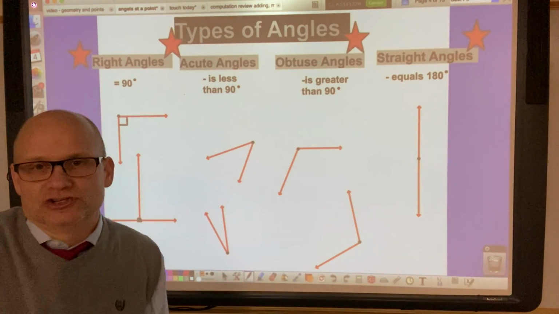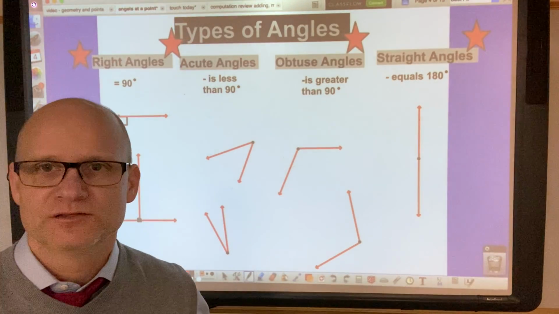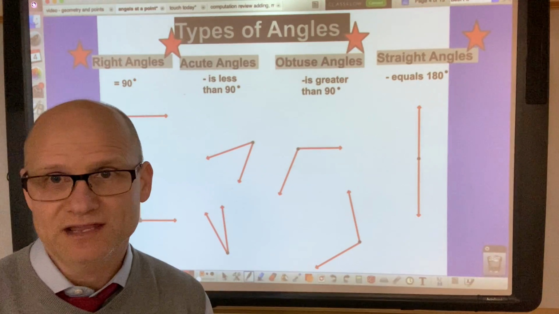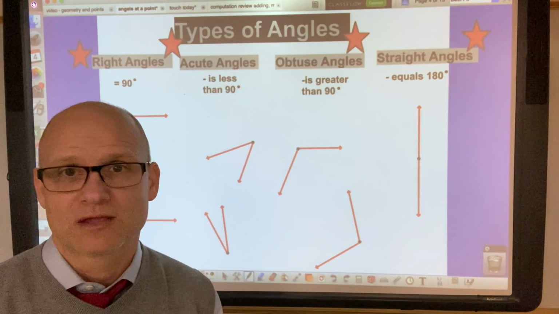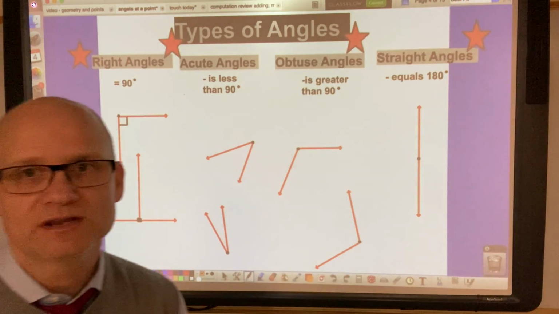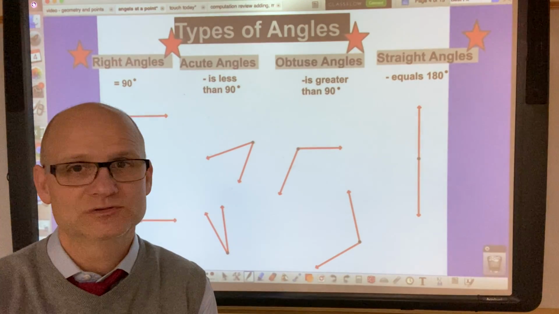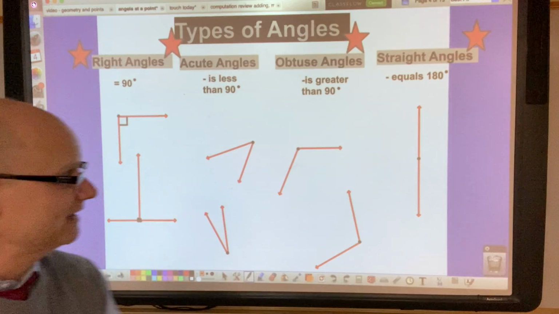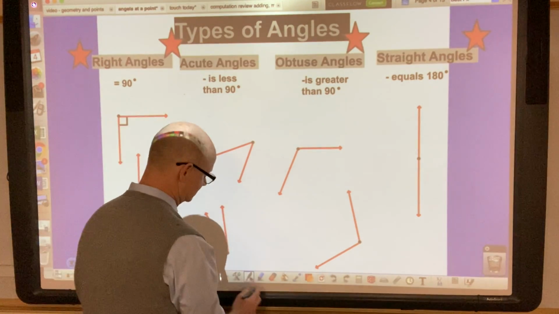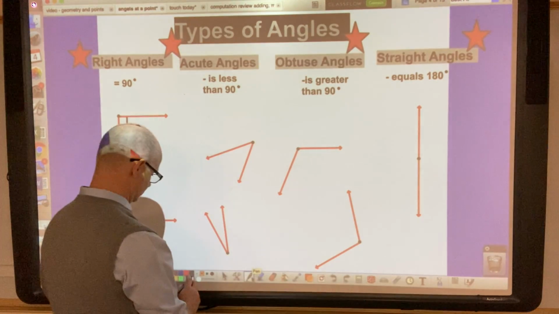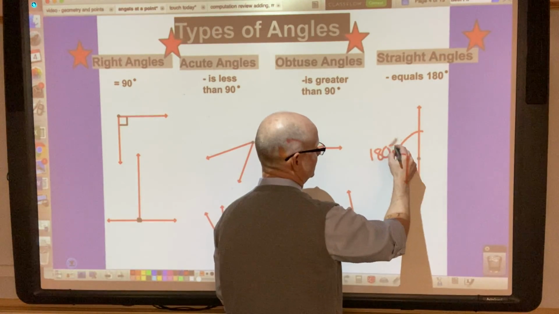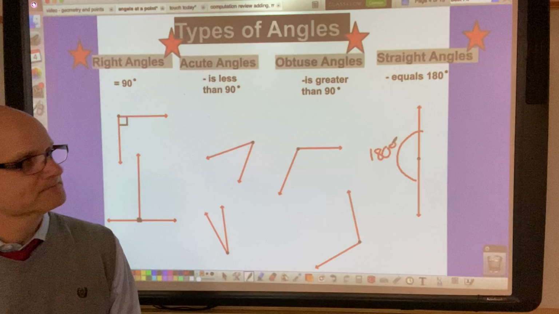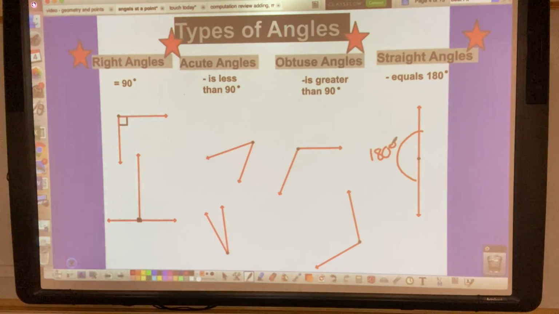This is something that you guys should know, but please take notes on this. There are 4 main kinds of angles: a right angle, obtuse angle, acute angle, and straight angle. Right angles are 90 degrees. Acute angles are less than 90 degrees, and obtuse angles are bigger than 90 degrees. And a straight angle, well, that is 180 degrees. From here to here is 180. Okay, so take notes on this.